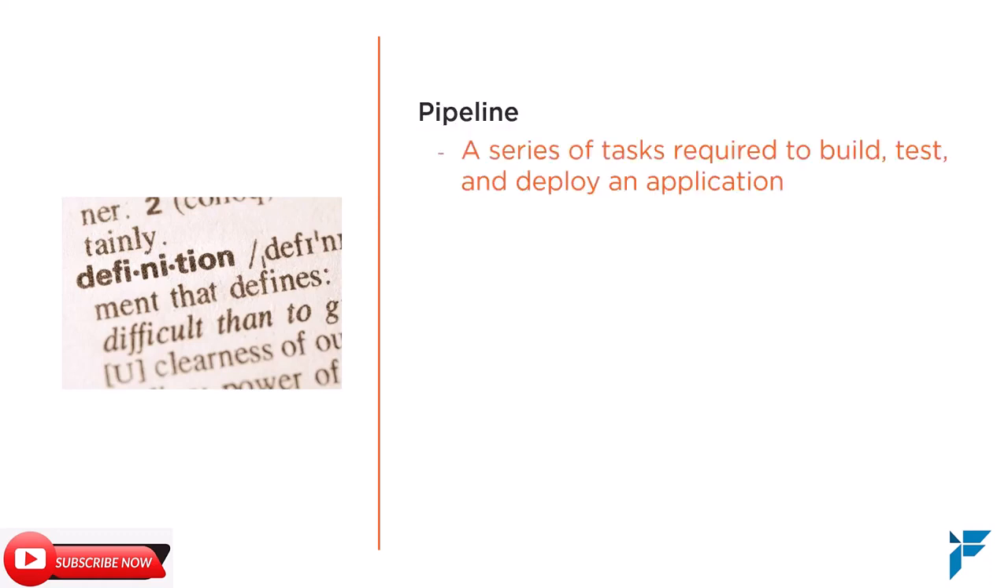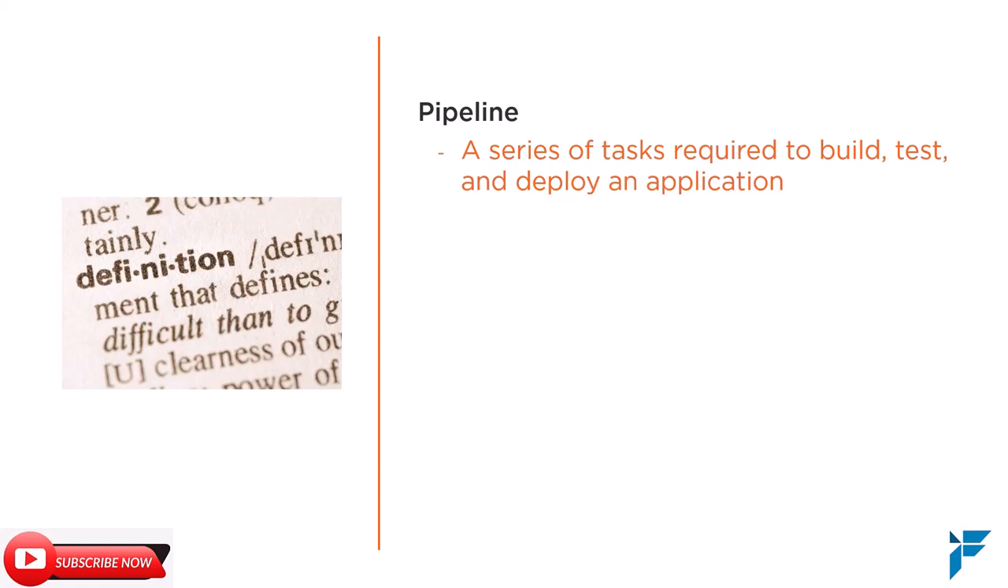So one more thing before we continue on. There are some very specific definitions when referring to the Jenkins documentation. So we're going to cover some of that here. First and foremost, a pipeline is a series of tasks required to build, test, or deploy an application. So this is, start to finish, your process on how you get your application from source control into production.